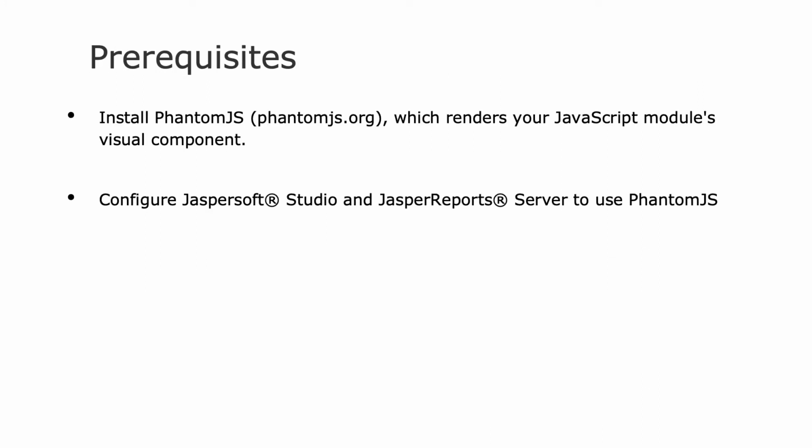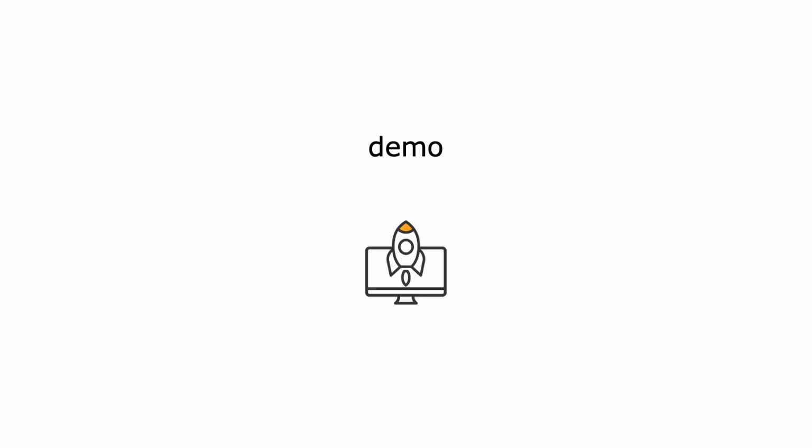For the prerequisite, you need to install Phantom.js to render the JavaScript module's visual component. And you also have to configure Jaspersoft Studio and Jaspersoft Report Server to use Phantom.js. And let's go to a quick demo of what you're trying to do today.